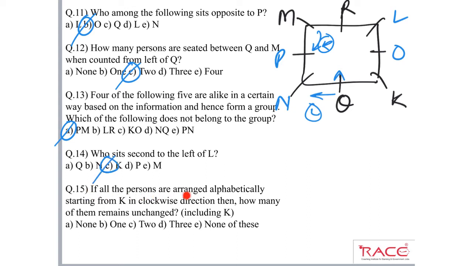Next, if all the persons are arranged alphabetically, again a similar question that we have solved in the previous question, starting from K in clockwise direction. Again from K we have to start in clockwise direction. So from K, L, M, N, O, P, Q, R. Okay, so they have said including K. So the first match is K. Other than K, I don't think there are any matches. So what is our answer?